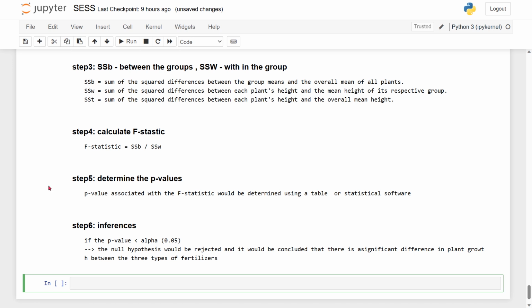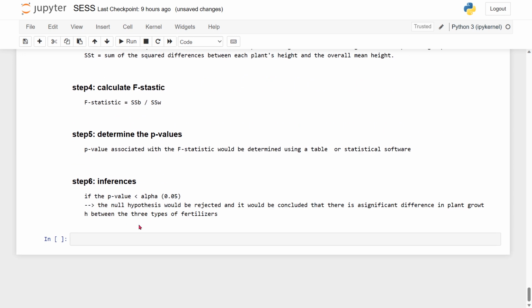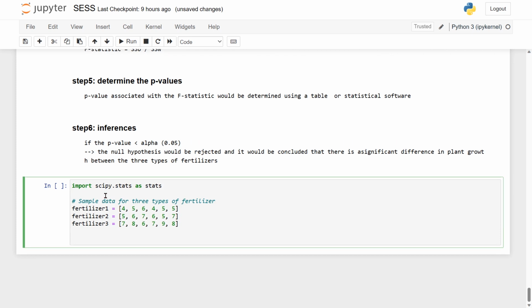Now let us put this into code format so that we can prove it. Okay, so SciPy stats has been imported, and this is the fertilizer 1 data. Here you have the same number of plants with heights of 4 centimeters, 5 centimeters, 6 centimeters. With fertilizer 2, the heights were 5, 6, 7, 6, 5, 7 centimeters. And with fertilizer 3, 7, 8, 6, 7, 9, 8, and you can easily calculate the mean for each fertilizer.